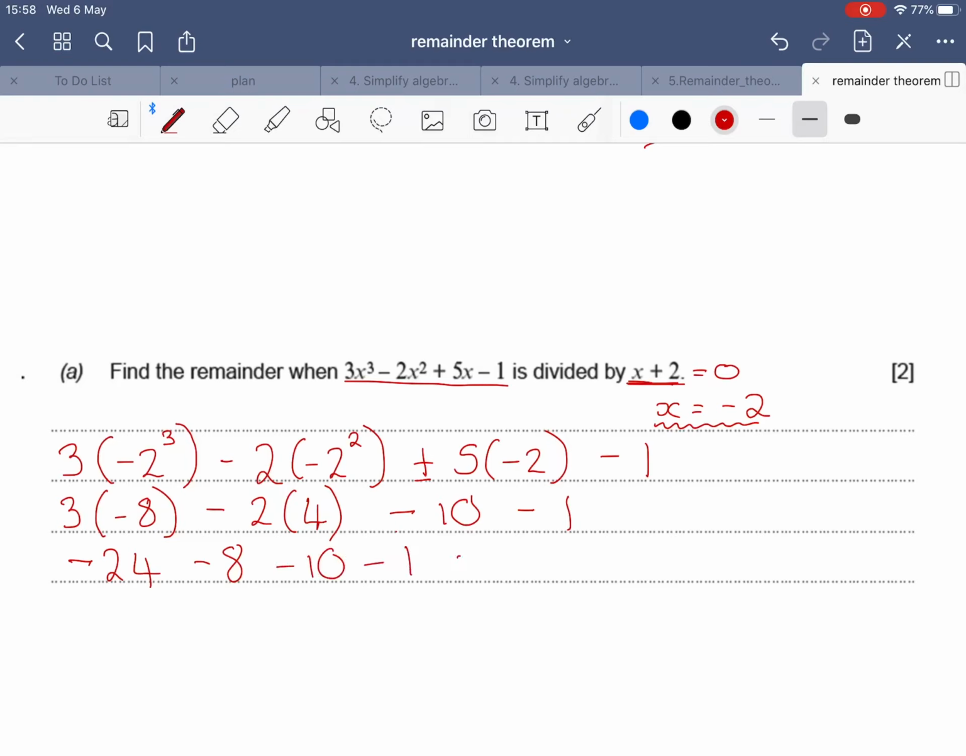So minus 24, minus 8, minus another 10, minus another 1. Again, you could have put it all in your calculator, but you might have got a different answer because calculators don't always like negatives, but that should give you minus 43. So super easy. You're not actually dividing, you just find out what your x is and substitute.